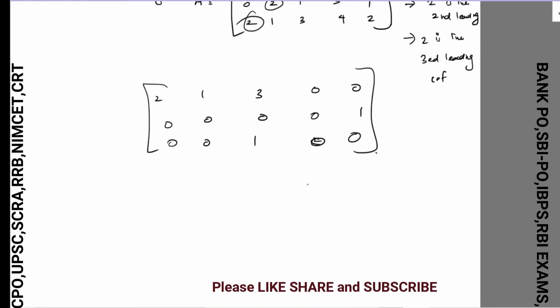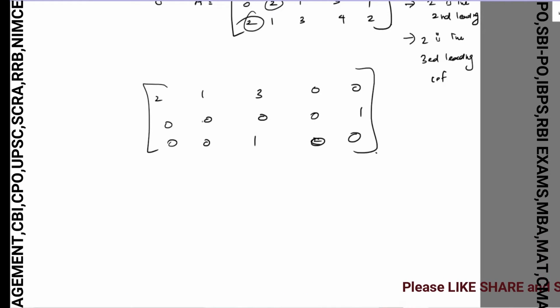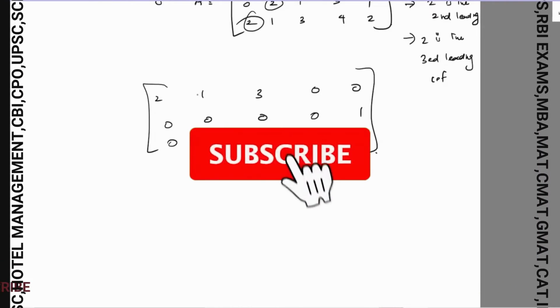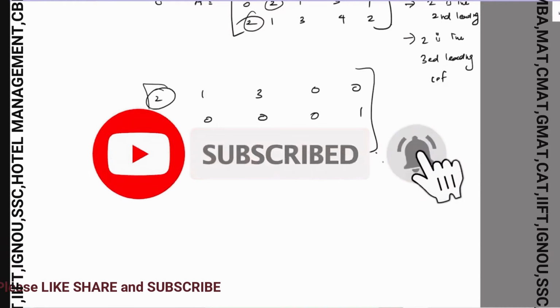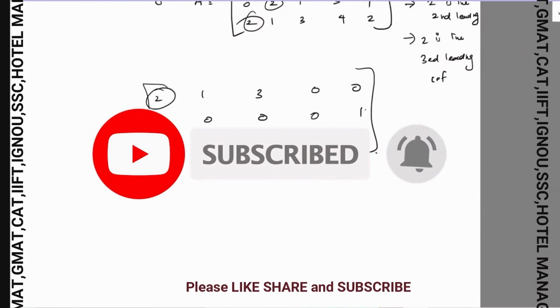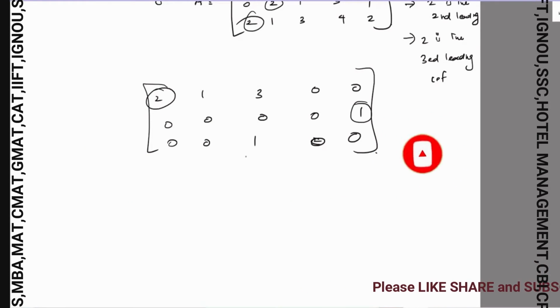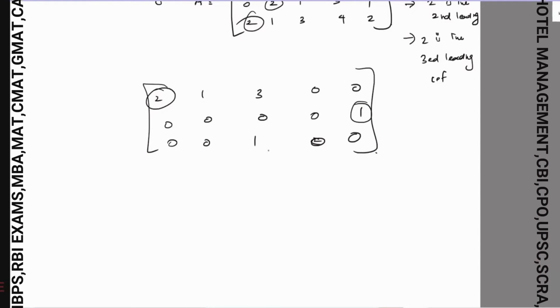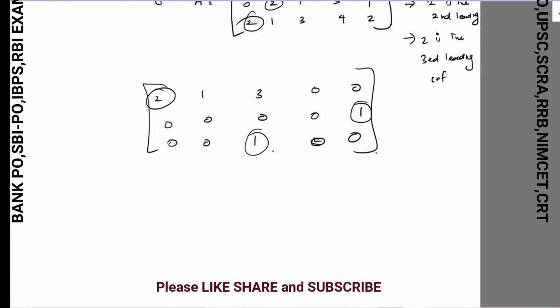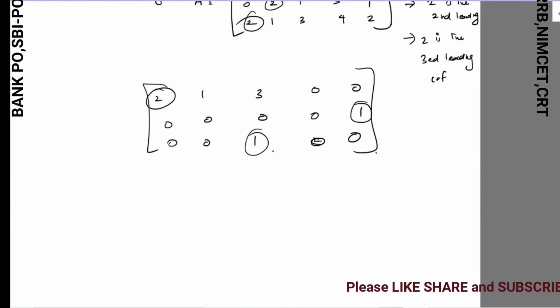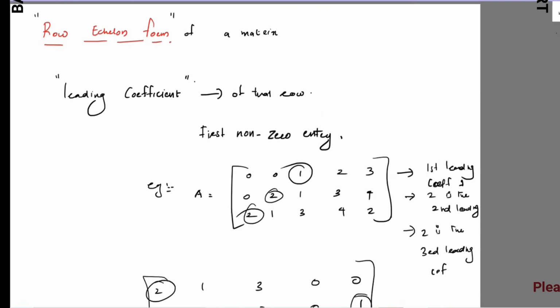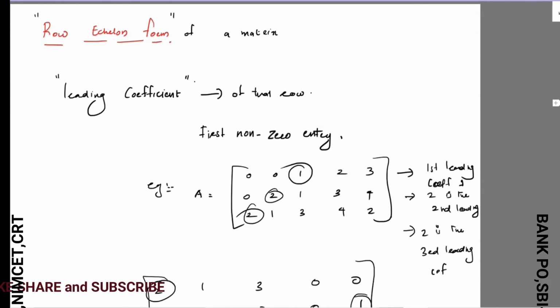Another example. What about this matrix? What is the first leading coefficient? 2. The second leading coefficient is 1, and the third leading coefficient is 1. Okay. So we know what a leading coefficient of a matrix is. So we can move on to what is called the row echelon form.